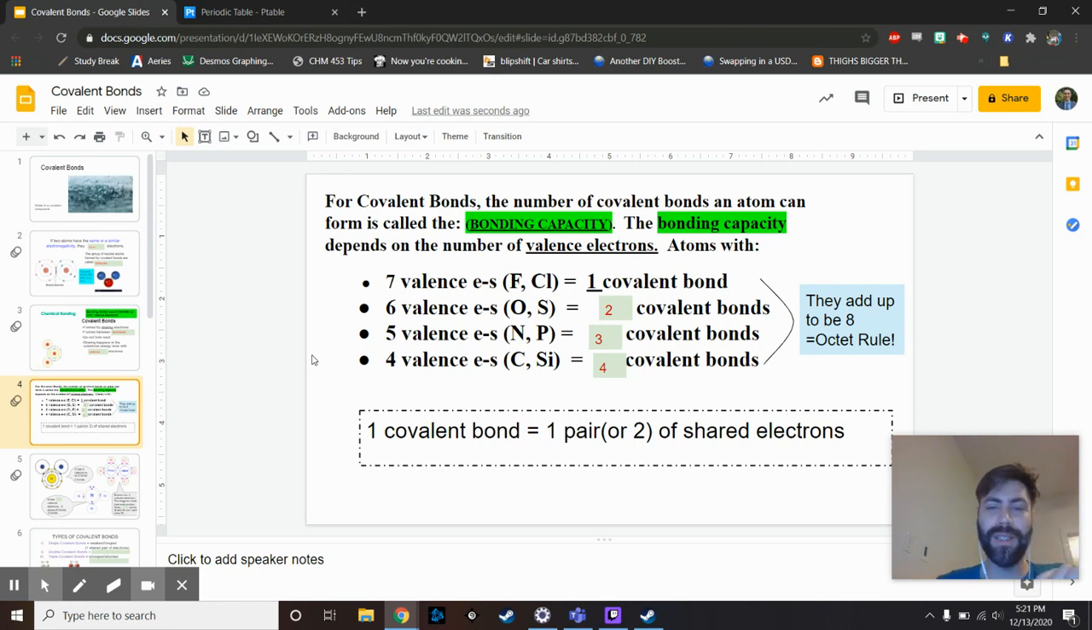Seven valence electrons, one covalent bond. Six valence electrons, two covalent bonds. Five valence electrons, three covalent bonds, and then four valence electrons, four covalent bonds. Okay, it has to add up to eight. That's what we're talking about. Octet rule. Always bringing back that octet rule, especially when we're talking about bonding. Alrighty.